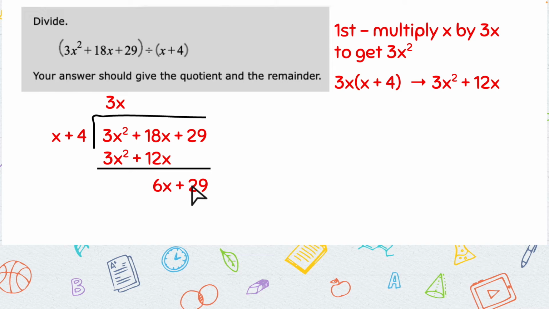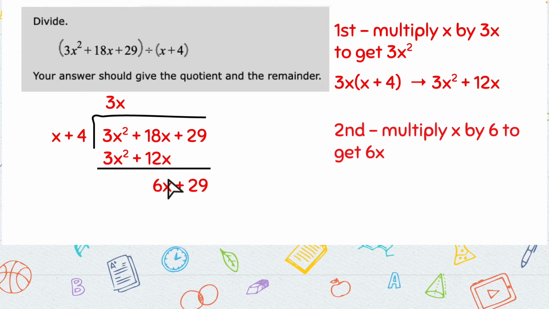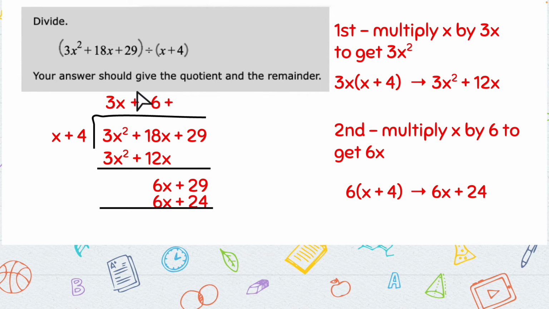So now, what do I multiply x by to get 6x? Well, that one's not too crazy. I just have to multiply by 6 because there's already an x, right? The x is already there. I just need the 6. So I'm going to multiply by 6. So 6 times x is 6x, and 6 times 4 is 24. So now I can add my plus 6 up top here, and then I can put this on here. Remember, it's subtraction. I'm going to subtract these. So 6x minus 6x is 0. 29 minus 24 is 5.